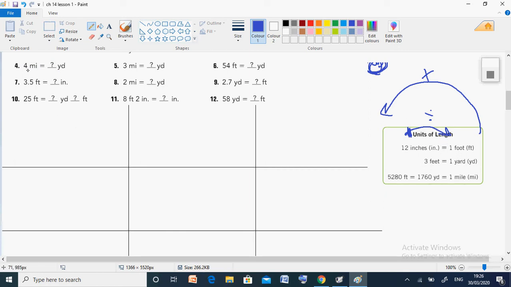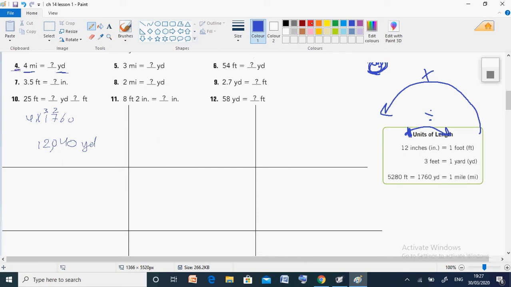Now look, if I want to take 4 miles to yards, from mile to yard, I have to multiply. So 4 times 1,760. 4 times 0, 0. 4 times 6 is 24. 4 times 7, 28, plus 2, it's 30. 4 times 1, 4, plus 3, 7. So the answer is 7,040 yards. Okay, boys? And now here, this is for question number 4.